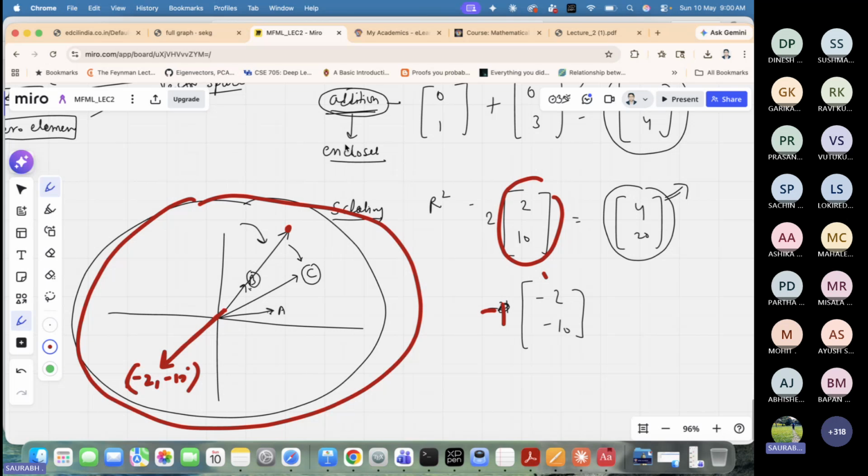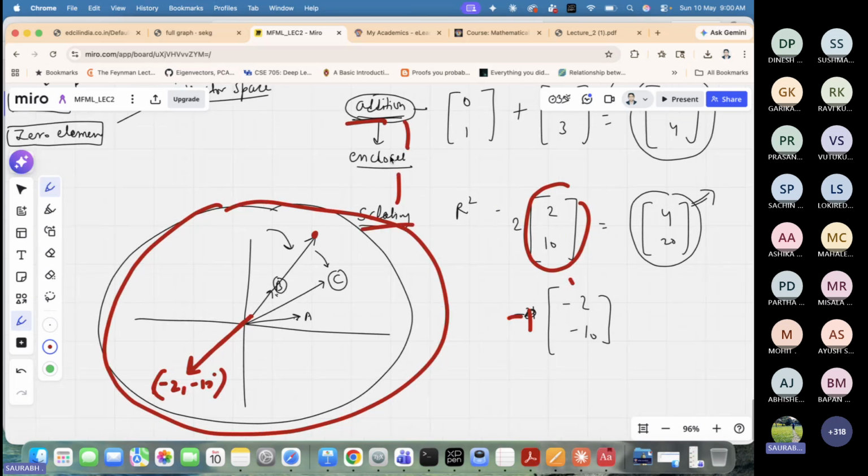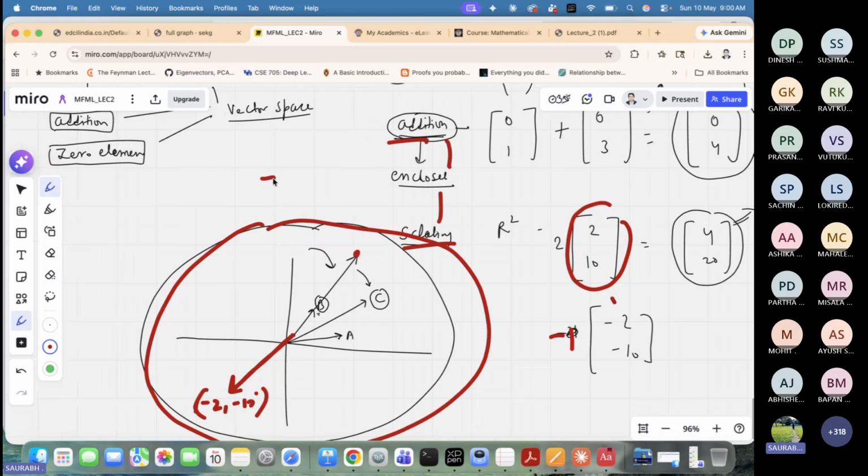So addition and scaling are both enclosed, and then we have a zero or origin as a part of the space. You see that the origin is a part of the space. Firstly, addition is enclosed. However you combine vectors, the output vectors are going to be a part of this space. Whatever way you scale the vectors, those scaled vectors would always be a part of the space.